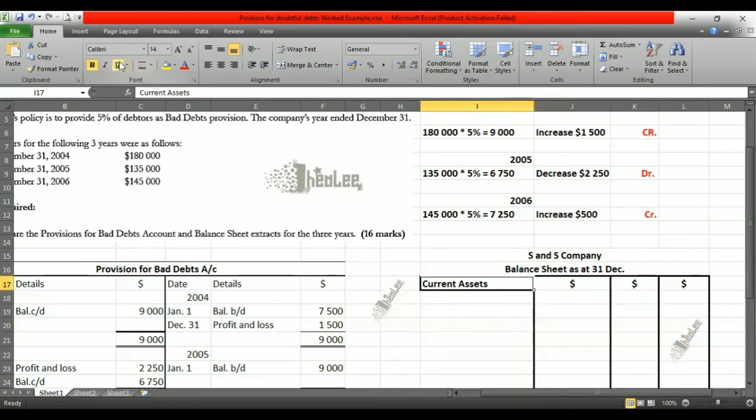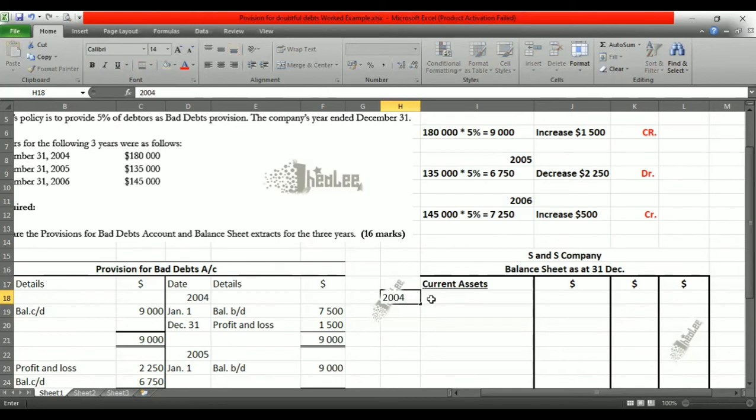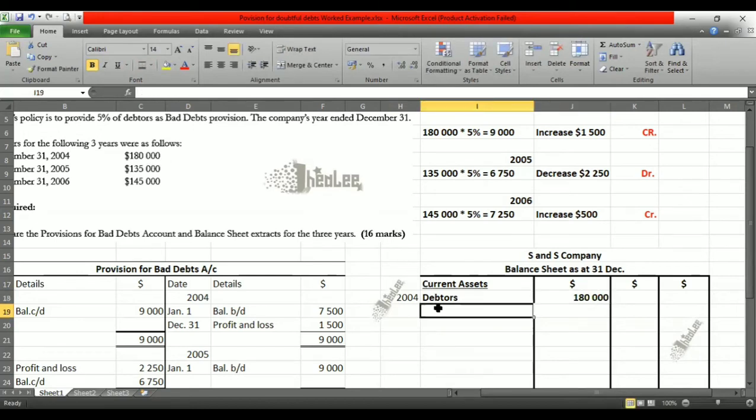And we pick up the first year, which is 2004. The item that we are entering is debtors. And the debtors value for 2004 is $180,000. Remember, this is taken from the question, 180,000. From that, we less provision for bad debts.